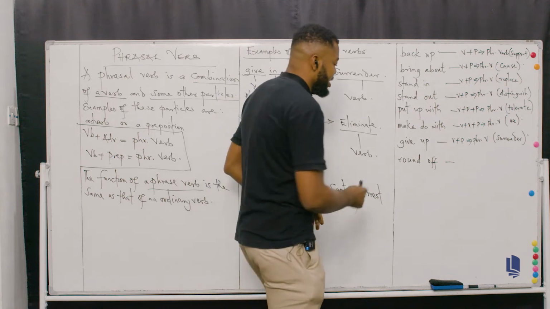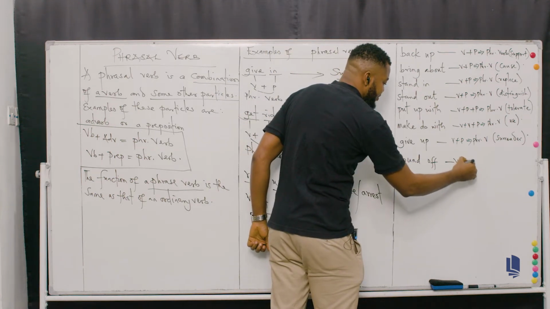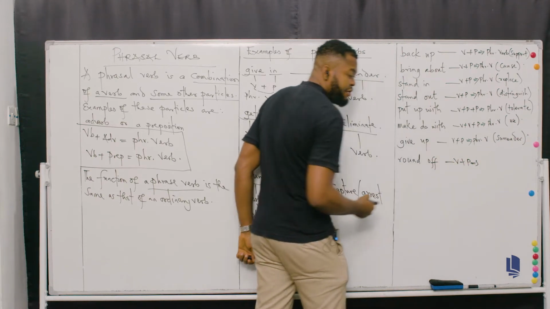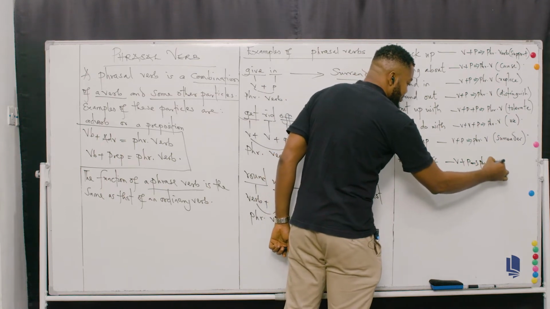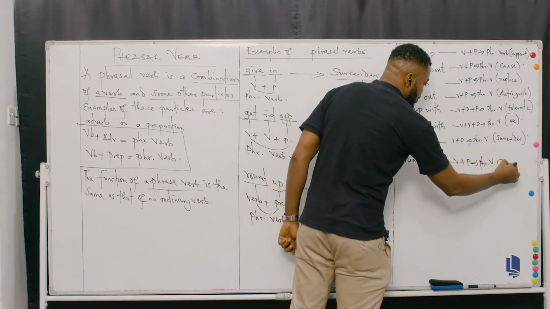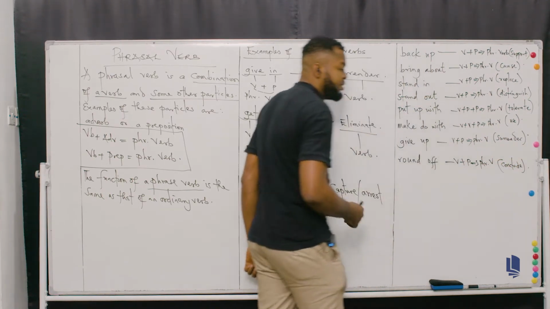Now, look at this. You have round. Round here, you have a verb plus what? Off. That's a preposition. So what would you generate? You would definitely generate a phrasal verb. Can you see? And then round off means to conclude. Can you see what I've done here?